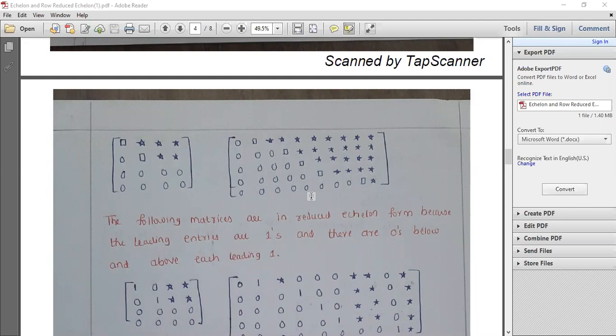In echelon form, we only bother about the elements below the leading entry, which have to be 0. Whereas in the reduced echelon form, we bother about both the above and below numbers, which have to be 0. Do you understand it this way? Am I clear? Ma'am, this is reduced echelon form, ma'am.